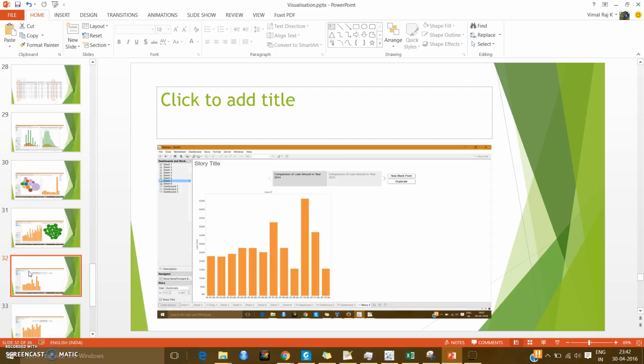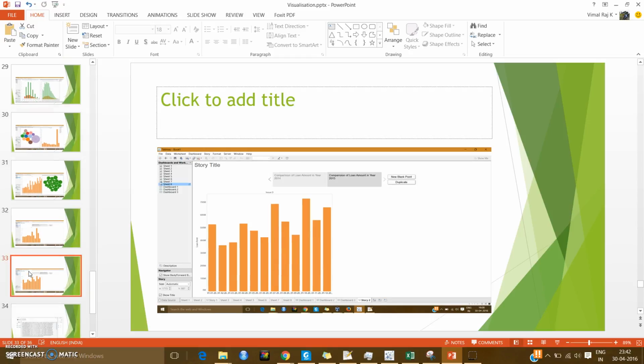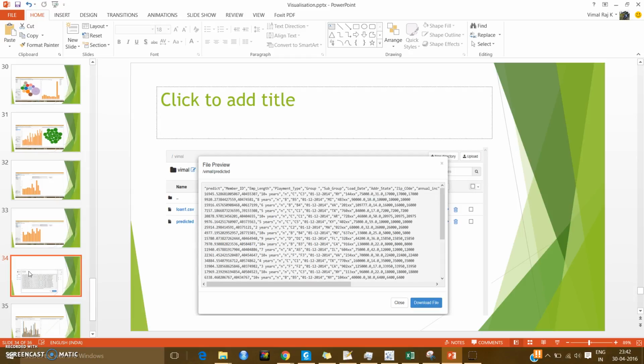This storyboard tells you how the company has performed through the years. The one you are seeing now is for 2014 and this is for 2015. You can see that the company has increased its loan performance in 2015. That tells you about the company's interest in investing in the future of 2015.